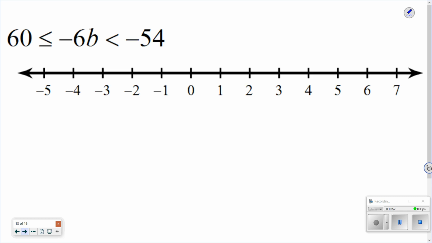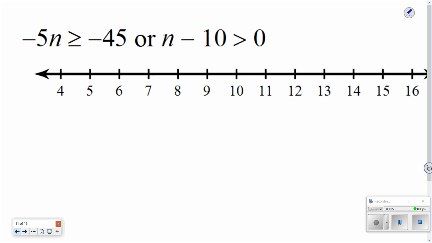Let's do this last OR problem right here. This one's a little bit tricky because I just want to remind you of something. So I'm going to start this first one. Let's solve that first inequality.